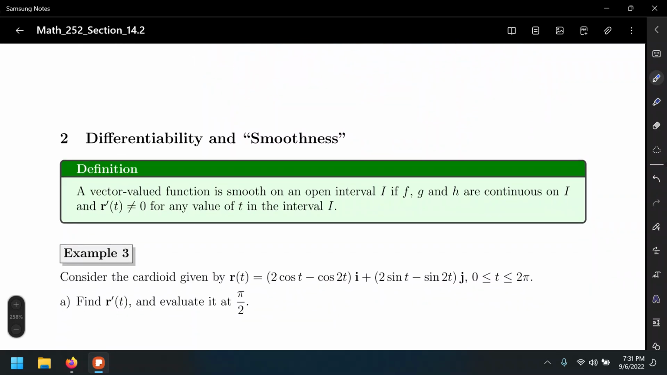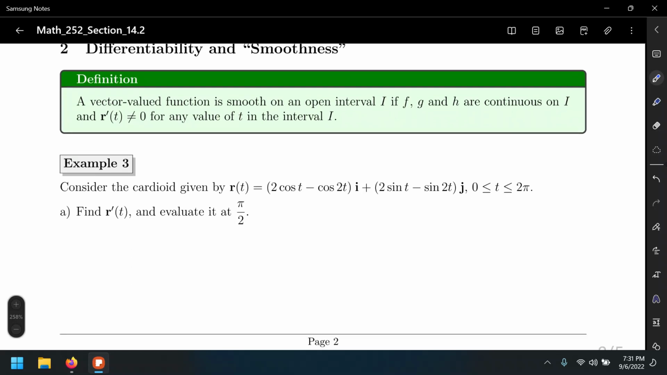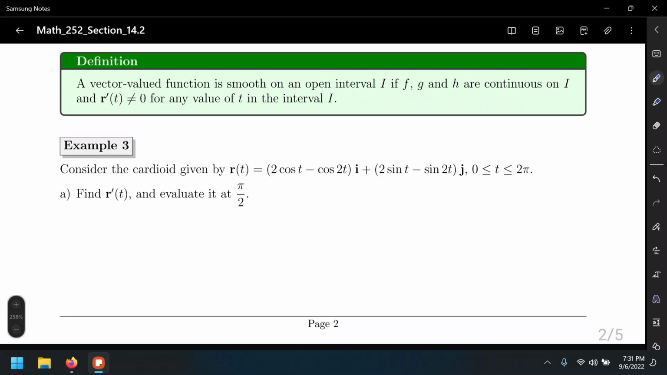So a vector valued function is smooth on an open interval I if the components f, g, and h are continuous and the derivatives are not equal to 0. So it's smooth for all those values whose derivative is not 0 for each component on the interval. So let's look at one example.